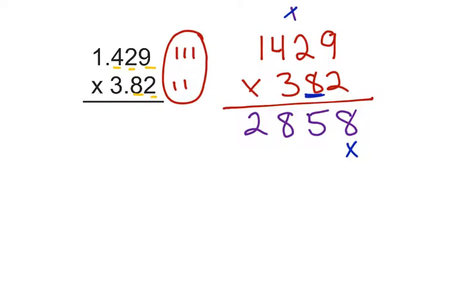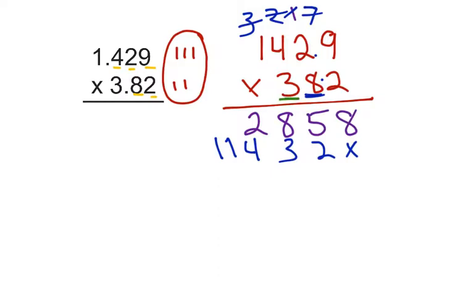Now I have 8 times 9. 8 times 9 is 72. I'm going to carry the 7. 8 times 2 is 16 plus 7 is 23. Carry my 2. Then I have 8 times 4, which is 32, plus 2 is 34. Again, carrying my 3. And 8 times 1, 8, plus 3, 11. And then I'm going to now cross out all those numbers on top.